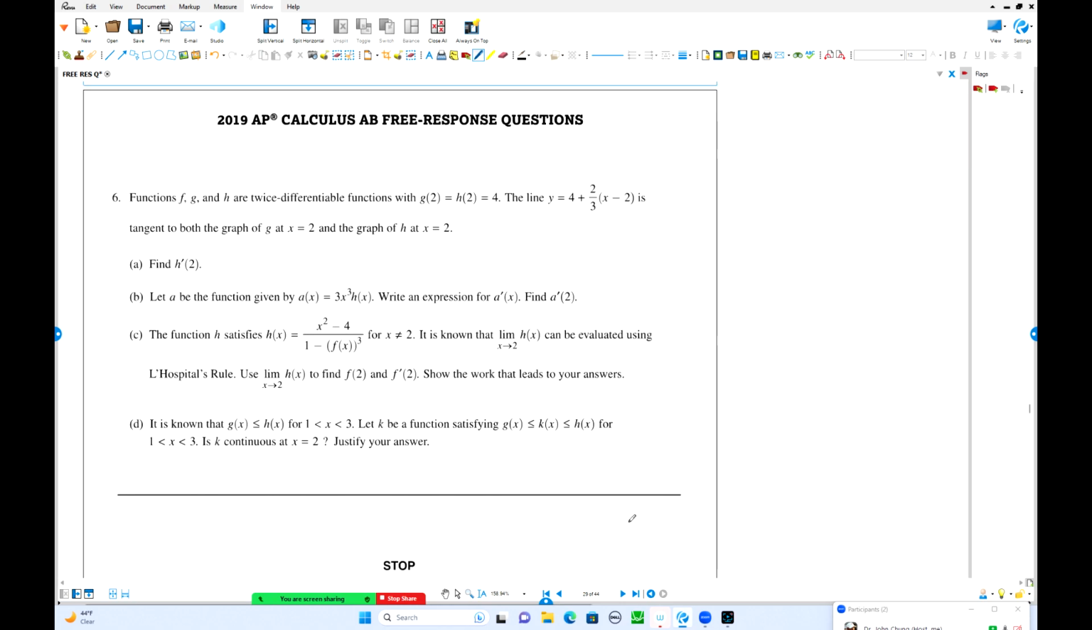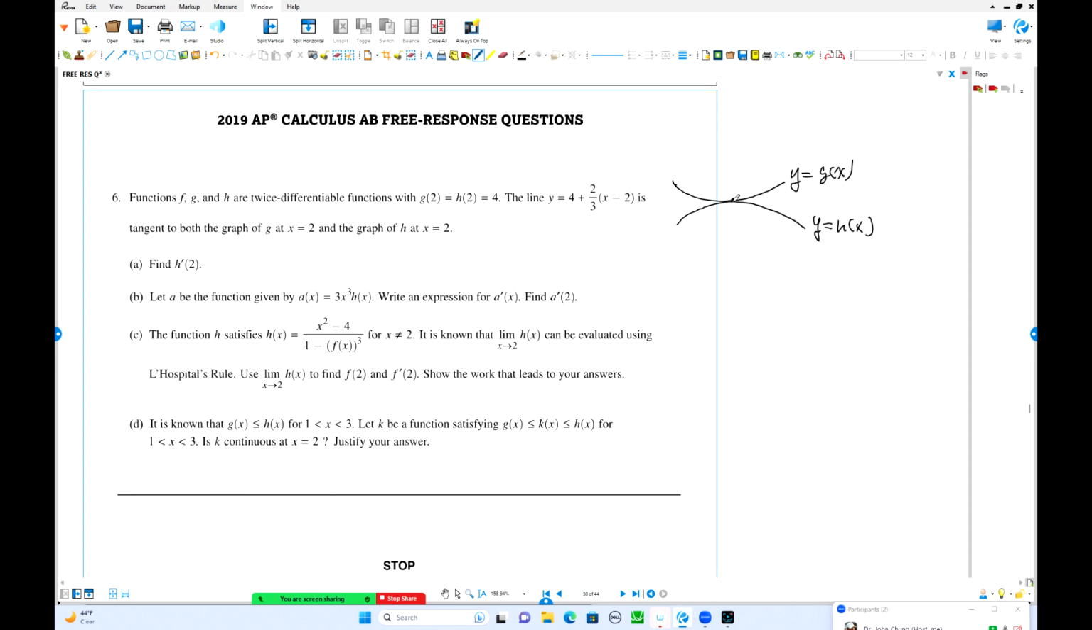Take a look over here. F, G, and H are twice differentiable. G of 2 and H of 2 are 4. And what is this? This is the equation of the tangent to this graph, to both graphs. Roughly we can say this is y equals g of x, and this is y equals h of x.